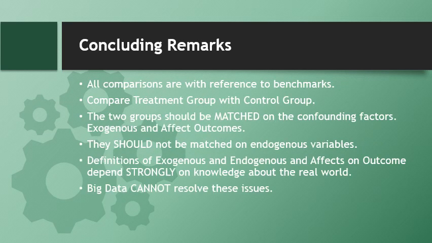So to conclude this lecture, we note that whenever we make comparisons, it's with reference to a benchmark. The treatment group is being compared with the control group. These two groups should be matched on the confounding factors. Confounding factors are the ones which are exogenous and which affect outcomes. If we don't match them, then we can get wrong results from the comparison. At the same time, they should not be matched on endogenous variables.